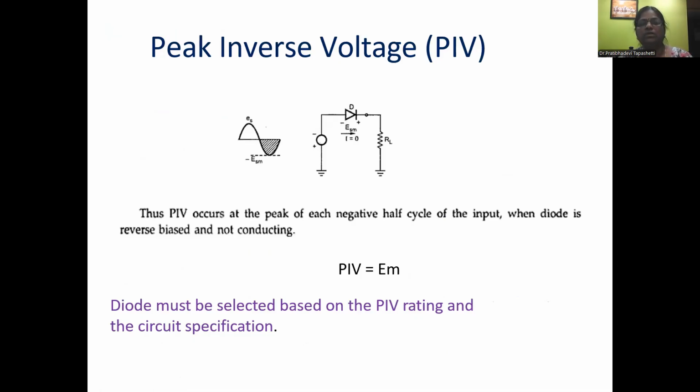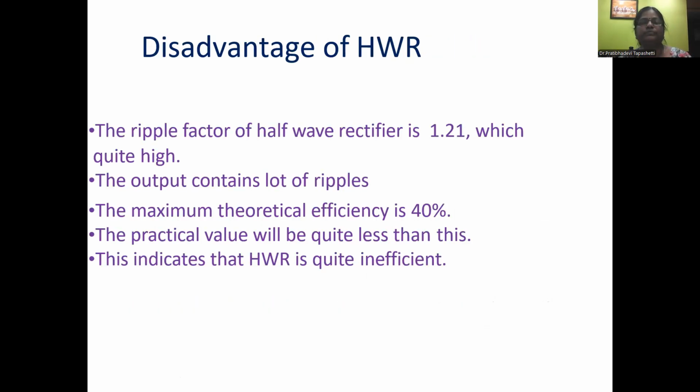Ripple factor means the residual amount of AC present in the converted DC. Next is the peak inverse voltage. As I told, peak inverse voltage is the voltage across the diode when it does not conduct. That is going to be PIV. Here in the half wave rectifier, it is going to be EM.